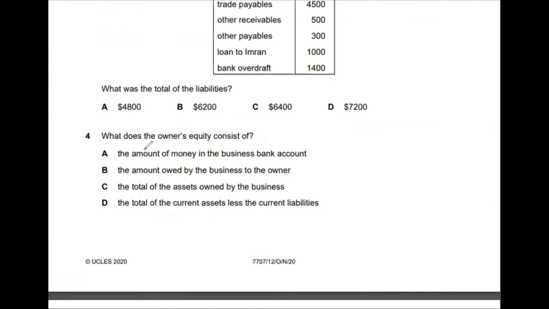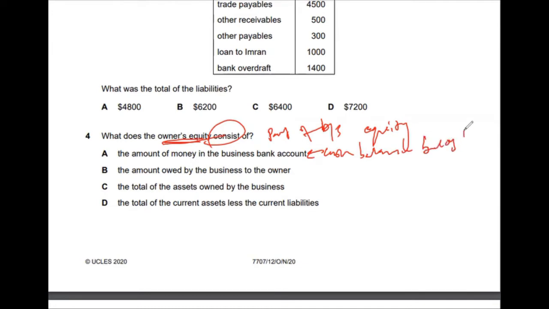Multiple choice 4. What does owner's equity consist of? This is just part of the balance sheet, and it's referring to equity, owner's equity. So what does owner's equity consist of? The amount of money in the business bank account. That's just the cash balance, and it's not necessary that the cash balance belongs to the owner, right? And this is not reported in equity. This is reported in the asset section, the current asset section.